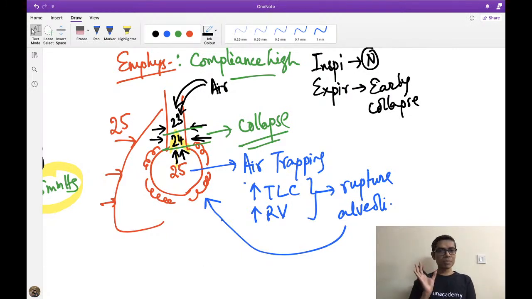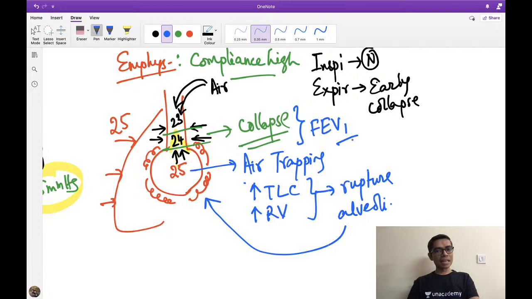Whenever there is some kind of destruction of the alveoli, the elastic tissue is destroyed; that is the initiation process. That initiation process will cause more air trapping. More air trapping causes more expansion of the lung. More expansion will cause more rupture of alveoli. More rupture of alveoli will produce again more collapse. And this is the basic thing which is going to happen in case of emphysema. Because of this early collapse, FEV1 and FVC both are going to be reduced in an emphysema patient.